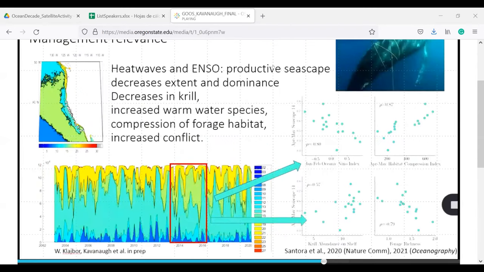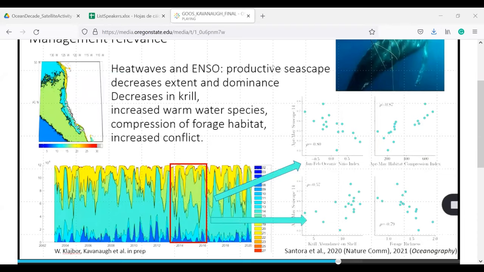With NOAA's Southwest Fisheries Science Center, we've looked at the occupancy and abundance in seascapes of several different forage species, including things like sardines, anchovies, and krill. The upper left figure shows the dominant seascape state in the California current system, with each color representing a unique water mass. And the time series shows the spatial extent of seascapes on the shelf bound by the coverage of annual rockfish recruitment surveys.